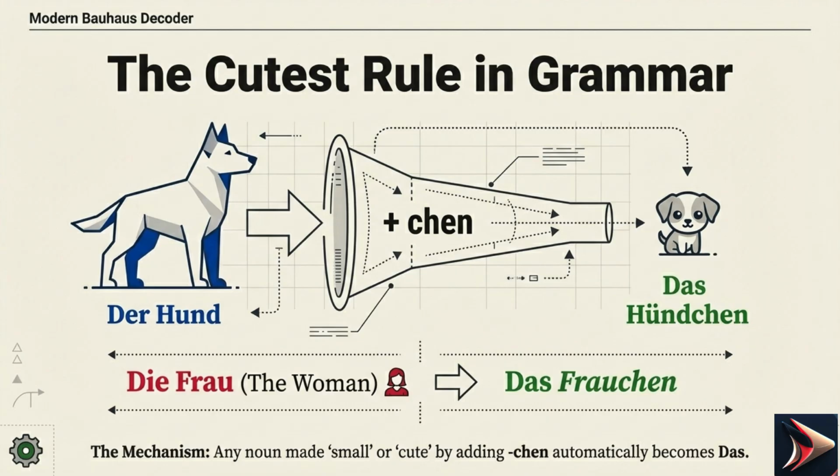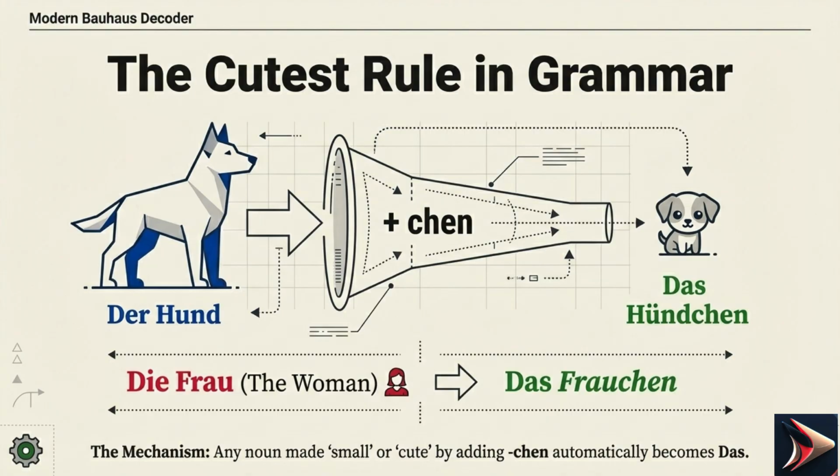This rule is simple, but it is incredibly powerful. So let's circle all the way back to that original mystery that confuses everybody, the girl. Using the rules we've just learned, we can now solve this puzzle once and for all. Because it's not random, it's pure grammatical logic. Okay, let's break it down. You start with a word for a female person, right? Like die Frau.